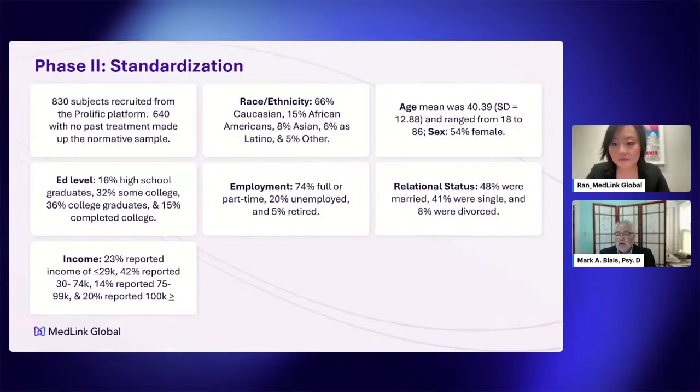We had a good stratification of education, from 16% that had just a high school degree to 15% that had completed college and beyond. The sample was relatively functional, as 74% were either full-time or part-time employed, 5% were retired. Relational status, we had 48% that were married and 41% that were single. And the income, again, was nicely stratified. 23% reported income of less than $30,000 a year, and 20% reported income greater than $100,000 a year. A very nice representative sample. That's impressive.